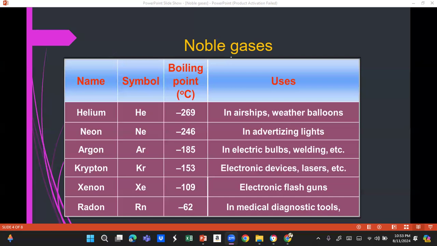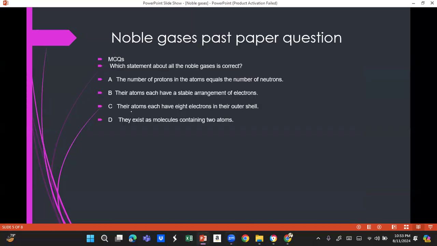Now we will be talking about some MCQs. Let's see. First MCQ. Which statement about all the noble gases is correct? Number one, the number of protons in the atoms equals the number of neutrons. Two, their atoms each have a stable arrangement of electrons. Three, their atoms each have 8 electrons in their outer shell. Four, they exist as molecules containing two atoms.